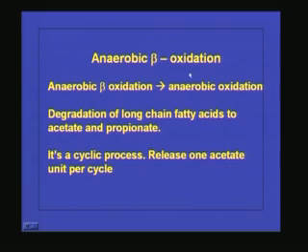Now we will see what this anaerobic beta oxidation is. We have seen that after the fermentation we will be getting long chain fatty acids. These long chain fatty acids have to be converted to acetate for methanogenesis, or for methane production. So how are these long chain fatty acids converted to acetate, or acetate and propionate? That is happening because of anaerobic beta oxidation. In anaerobic beta oxidation, the degradation of long chain fatty acids to acetate and propionate takes place, and it is a cyclic process. It releases one acetate unit per cycle and also liberates hydrogen, but sometimes along with acetate it will also liberate propionate.